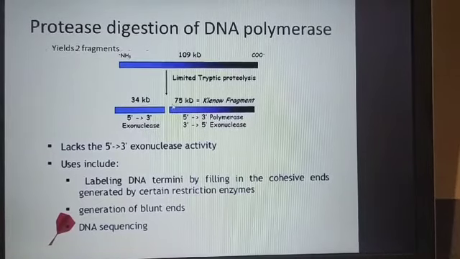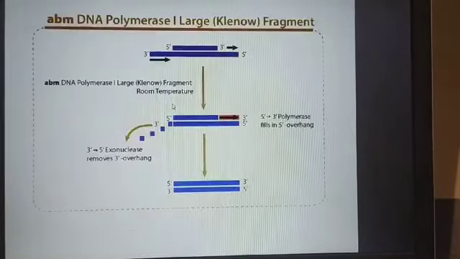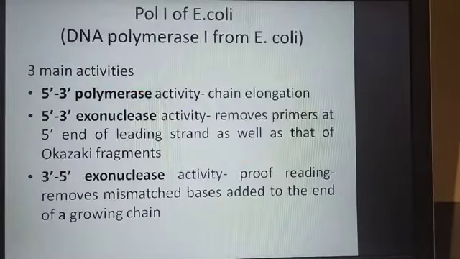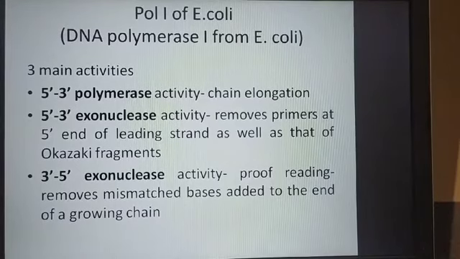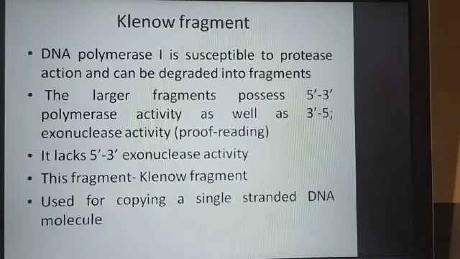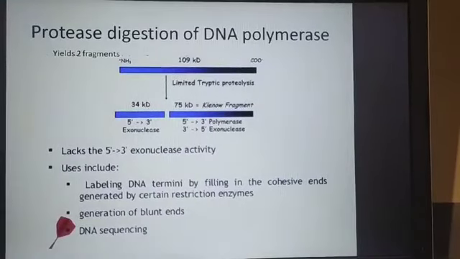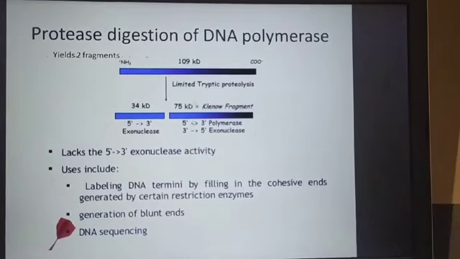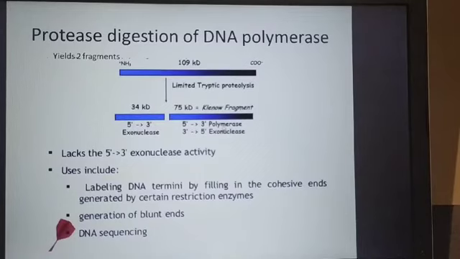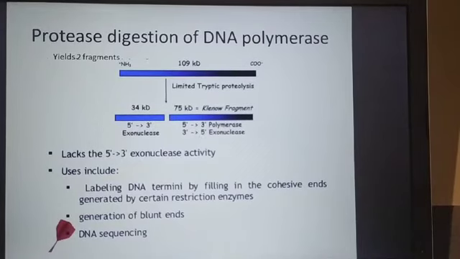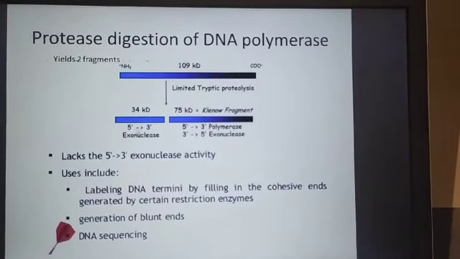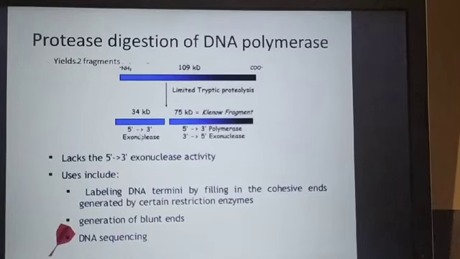What is its peculiarity? Already I told you the enzyme has three functions: 5'→3' polymerase activity, 5'→3' exonuclease activity, and 3'→5' exonuclease activity. Now, when it is cleaved with the help of protease, it will yield a 75 kilodalton fragment called the Klenow fragment, which retains only the polymerase activity and the proofreading activity. The small fragment retains the 5'→3' exonuclease activity, that is, removal of primers.